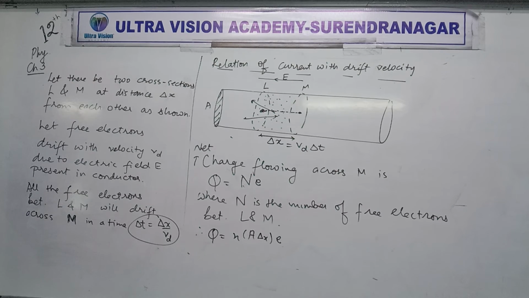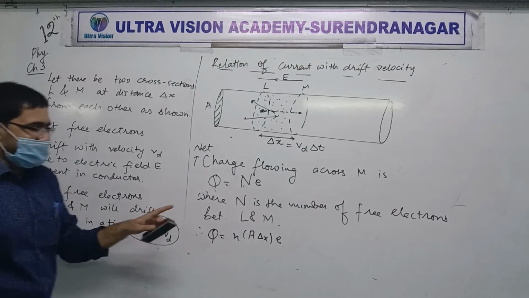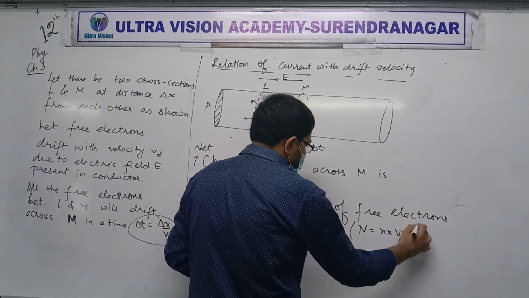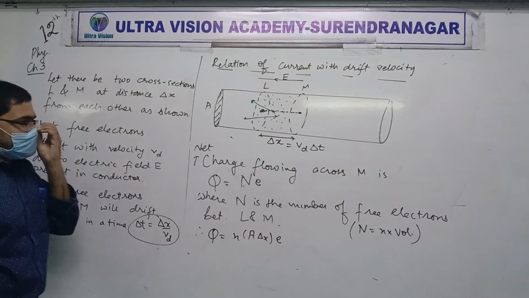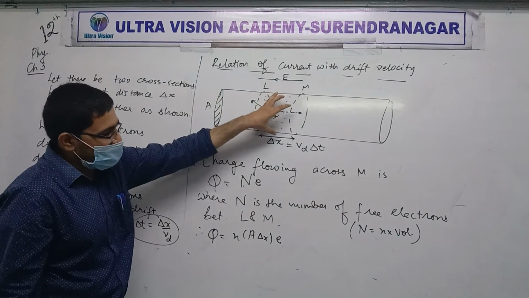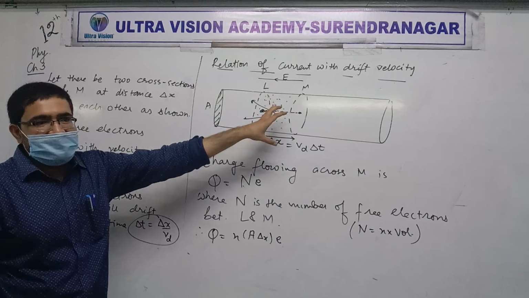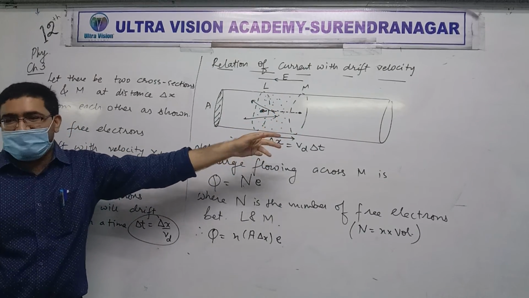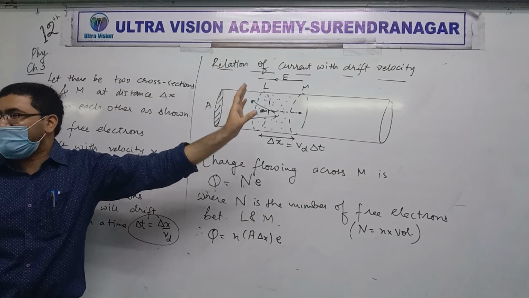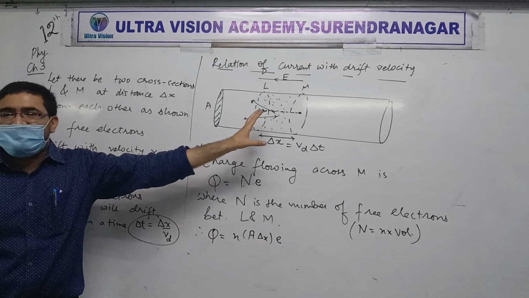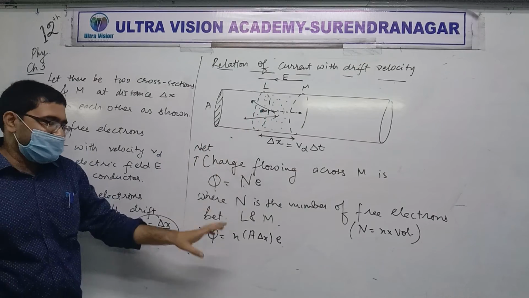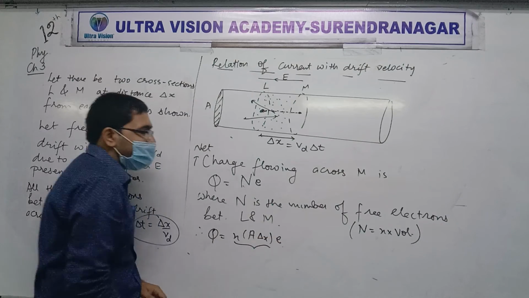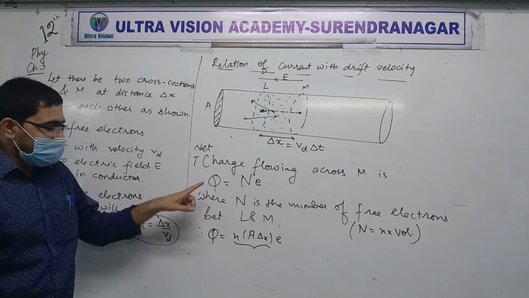What is the meaning of capital N? Capital N will be equal to small n into volume. Yes or no? So how much is the volume of this portion? A into delta x. Everything clear? Small n into volume is capital N, and into E that gives you the charge flow.